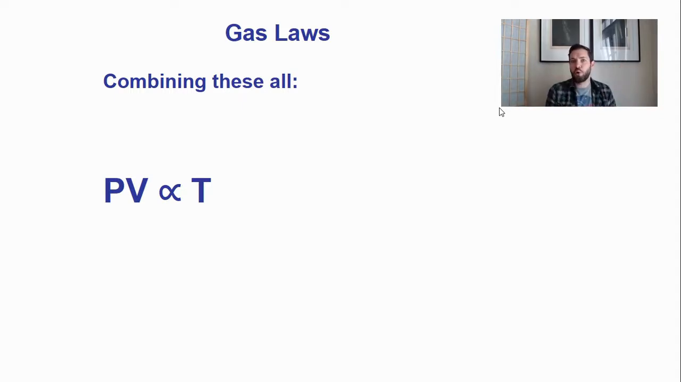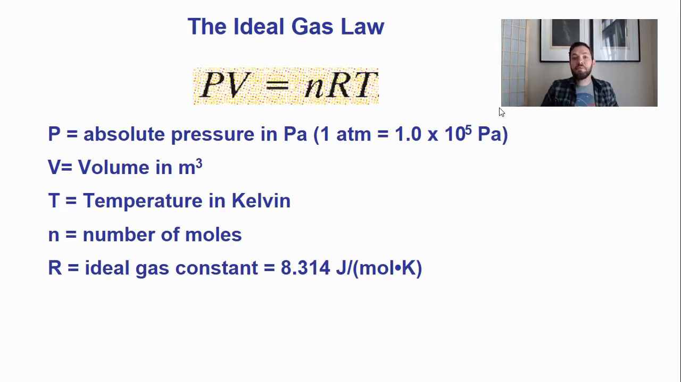Now I'm using this proportional sign. I'm not saying that these two things are equal. If we wanted to set these as mathematically equal to each other, there are some other numbers that we need to bring in just to make everything balance out. But we can do that. And what we end up getting is what's called the ideal gas law. This is the main gas law that we're going to be using in this unit.